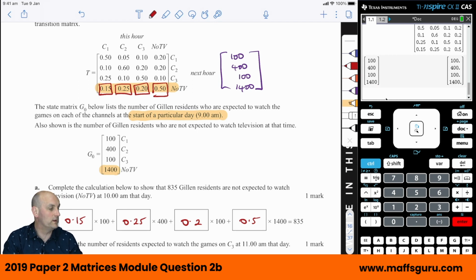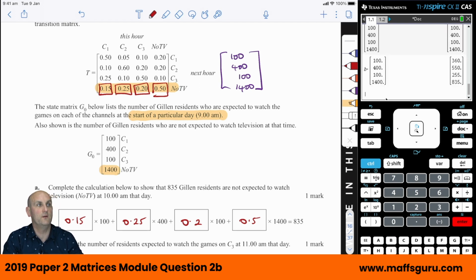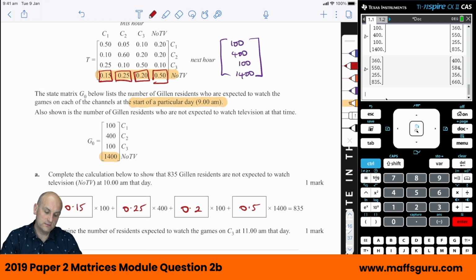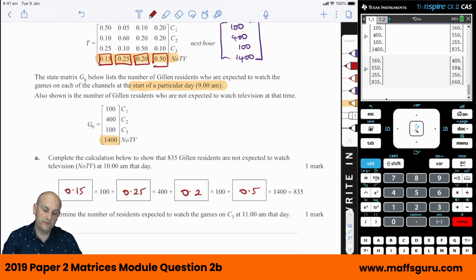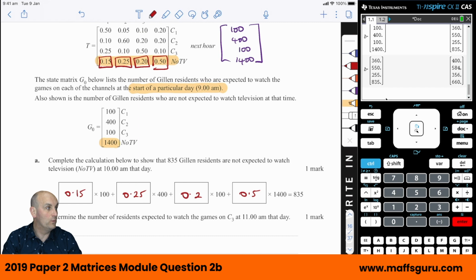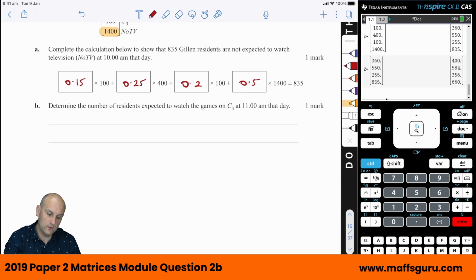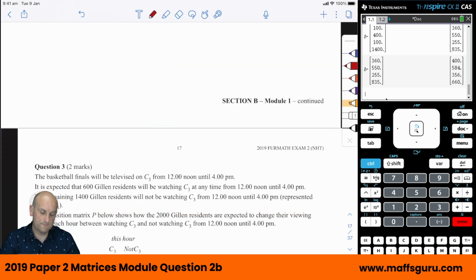That's my start answer. And what I'm going to do is B times my previous answer. I have to make sure I get my transition matrix the right way. So having multiplied my transition matrix by the previous, that's what would happen at 10 a.m. You can see there the 835. Do it again, there would be my 11 a.m. So determine the number of residents expected to watch the games on C3. That would be the third one down, which would be 356. So 356 residents by using your CAS.